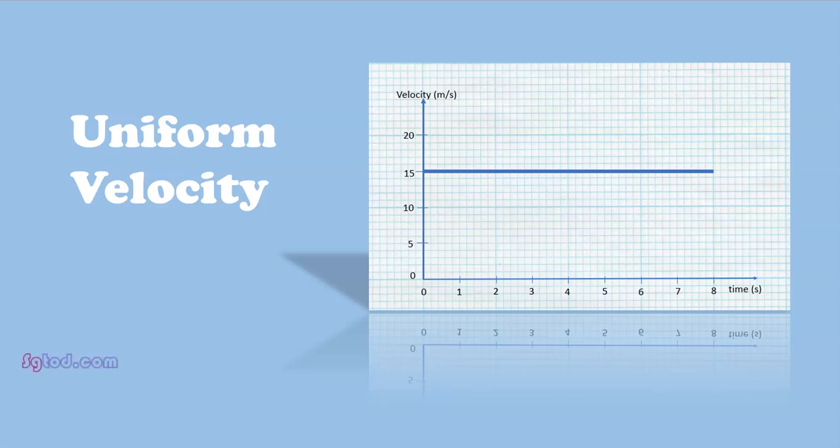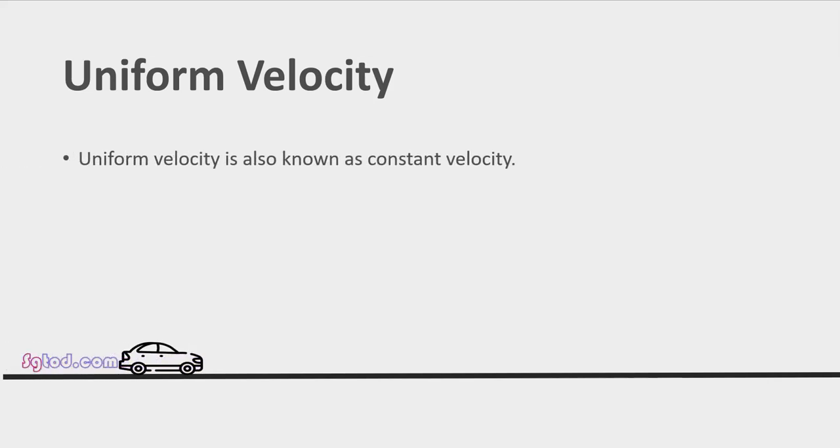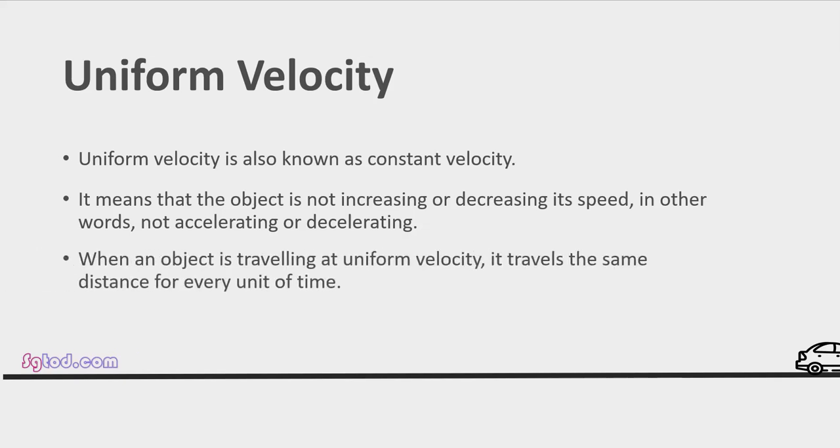In this lesson, we are going in depth into graphical analysis of objects traveling at uniform velocity. Uniform velocity is also known as constant velocity. It means that the object is not increasing or decreasing its speed. In other words, not accelerating or decelerating. When an object is traveling at uniform velocity, it travels the same distance for every unit of time.